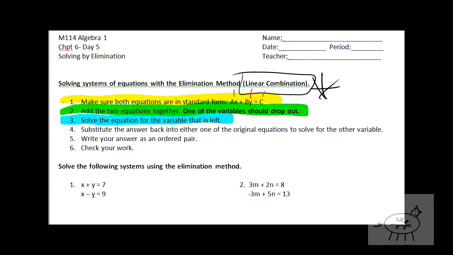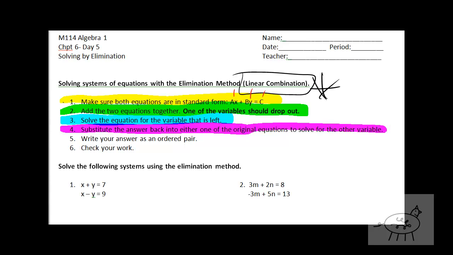The third is solve the equation for the variable left, because when you eliminate one of the variables, one stays, and then you're going to solve for that one other variable. Okay. And then the fourth thing is you're going to substitute the answer back into one of the original equations, doesn't matter which one, to solve for the other variable. Okay, so substitute back in. So that's why we're going to use a little bit of what we learned before about substitution. You plug it back into one of the equations.